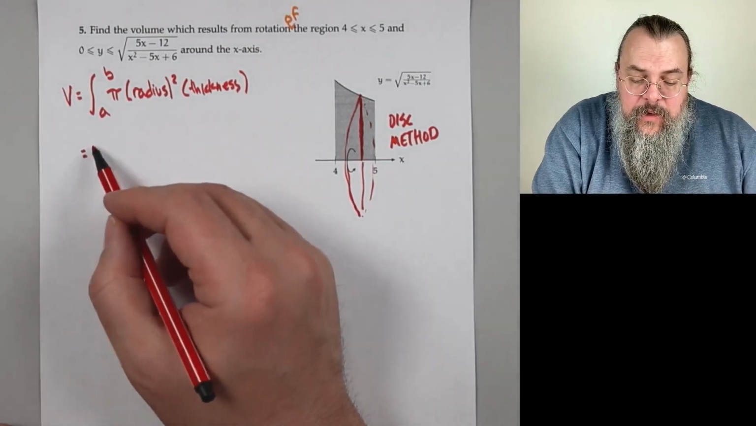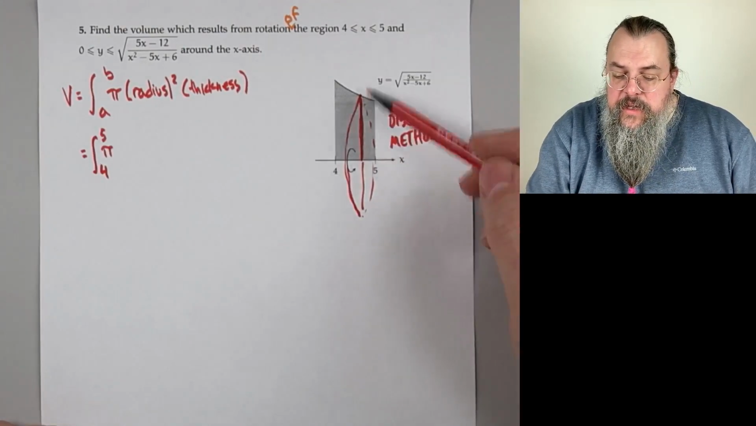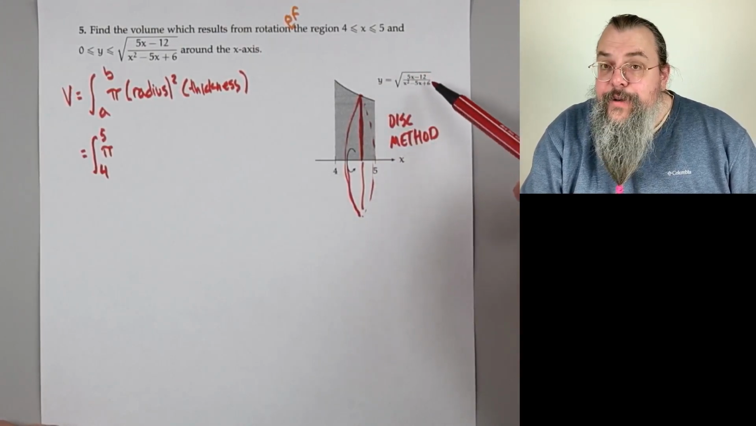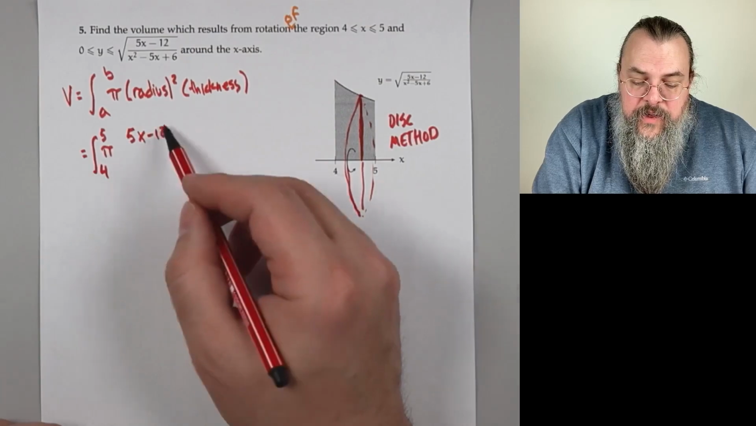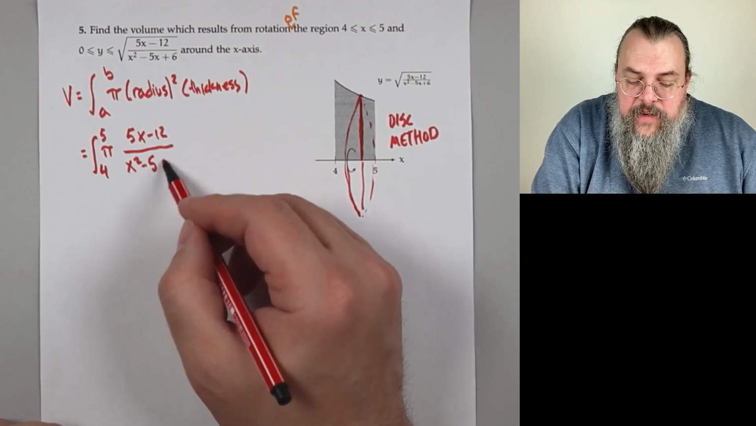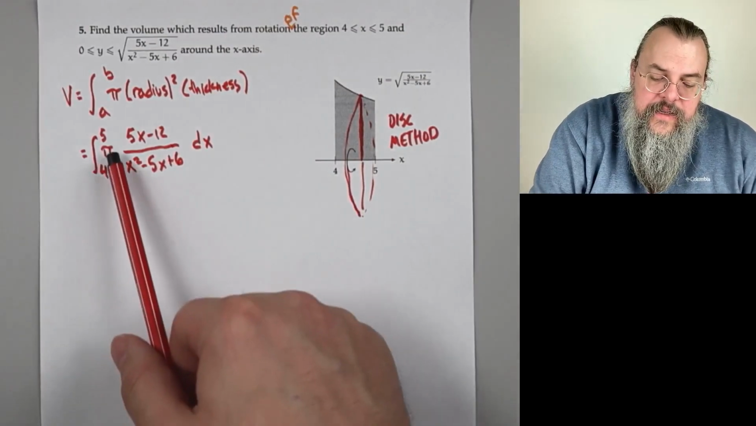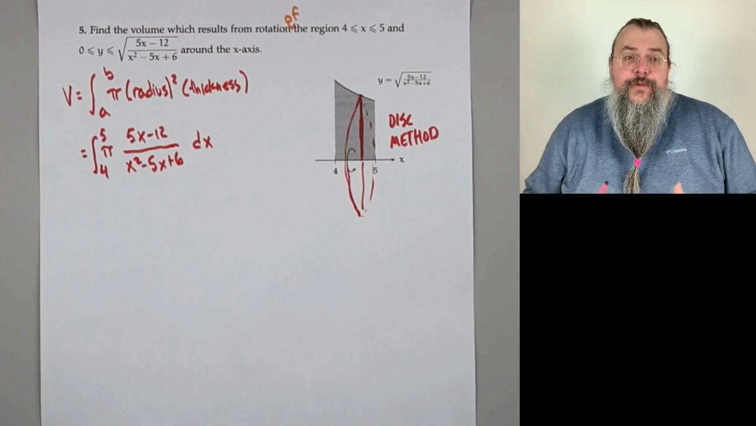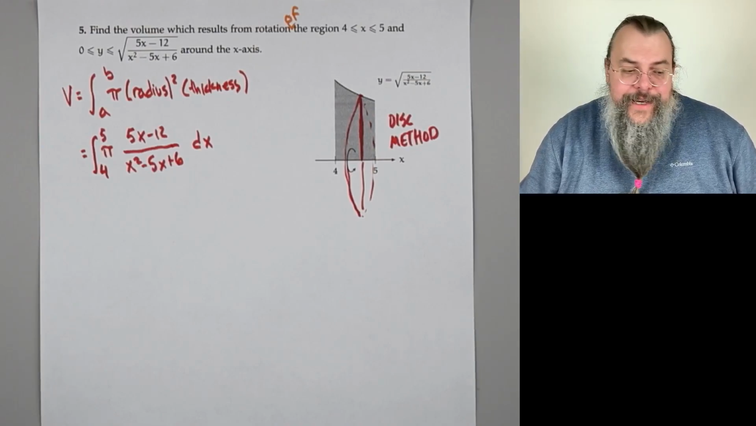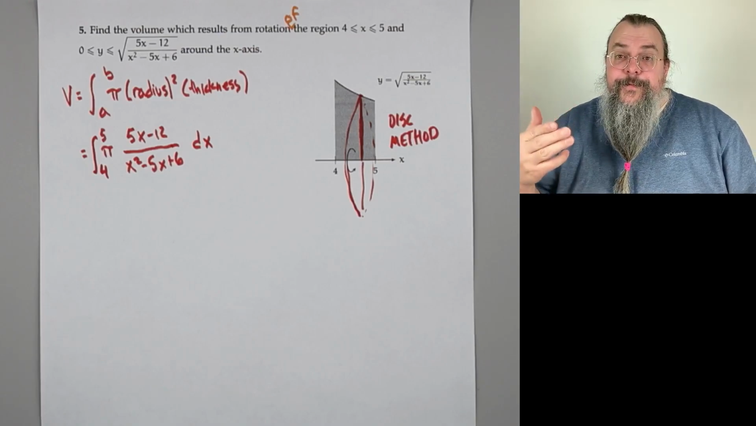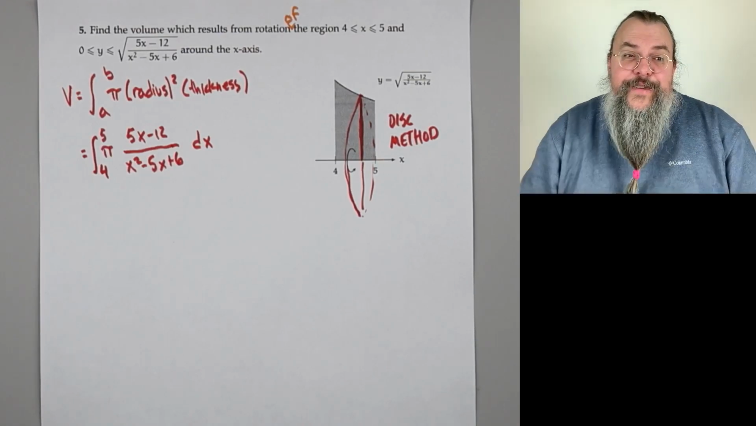So in our case, that's the integral from 4 up to 5, our bounds, pi, and the radius, it's the height. It's this thing. Well, it's the square root, and once we square it, that makes things a little bit easier to see what's going on. 5x minus 12 over x squared minus 5x plus 6. And the thickness is the dx. All right. Now pi, that's just a constant. And so what we're really asked to do is integrate 5x minus 12 over x squared minus 5x plus 6. Well, what's that? It is partial fractions again. Just when you thought it's safe to go back in the water, another partial fractions emerges.